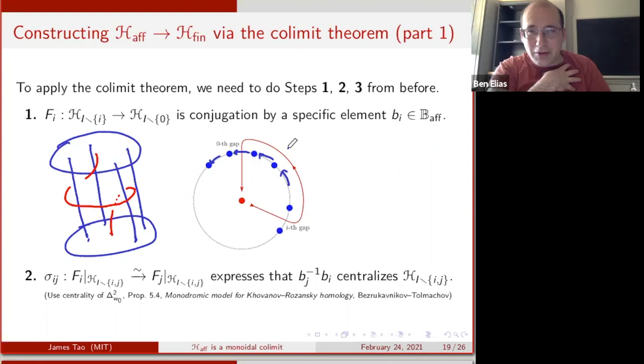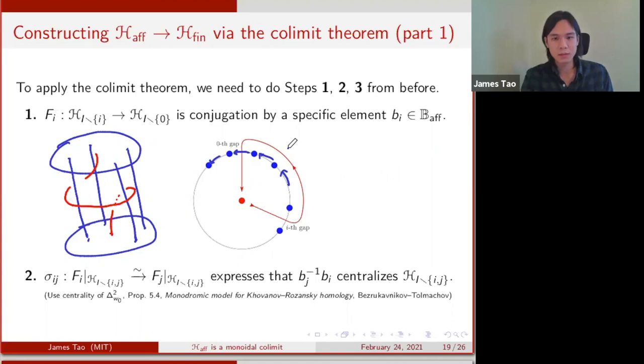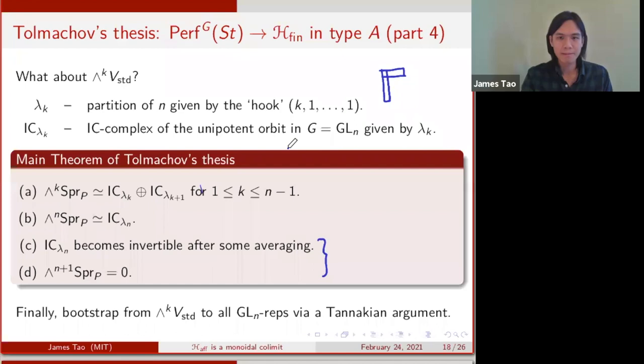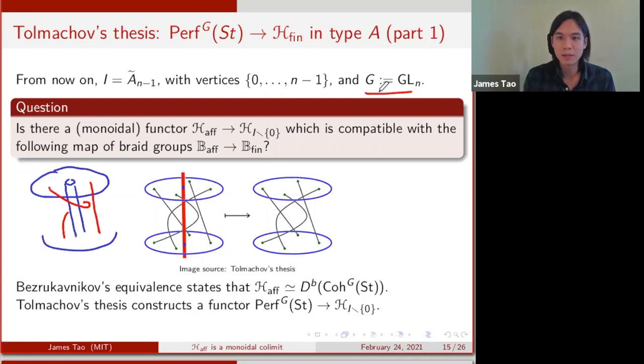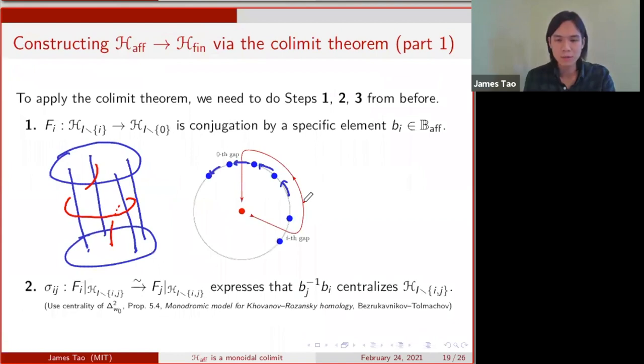Is there a reason you don't use the length zero ones? We actually secretly do use the length zero ones. I just didn't talk about it. I should say that since we're talking about GLN here, the length zero ones do appear, and they do appear in here. And so they do play a role in constraining what that functor has to look like. And the resulting constraints are somehow used in this work in part two.